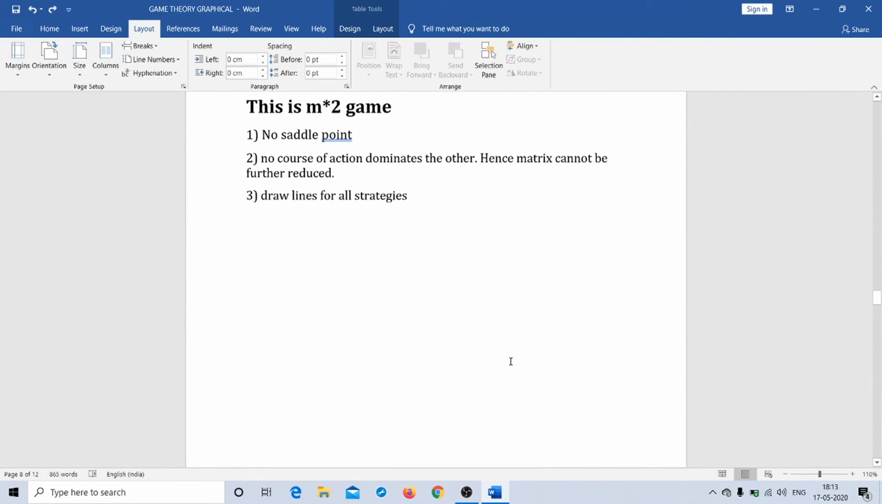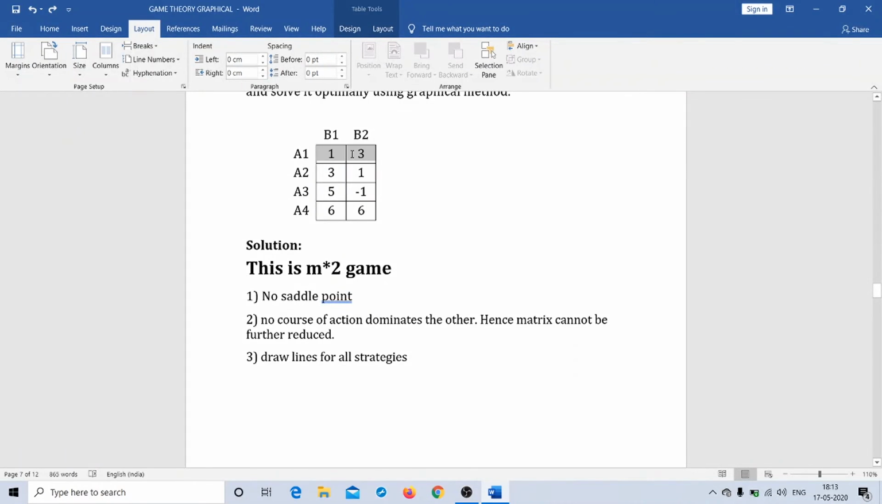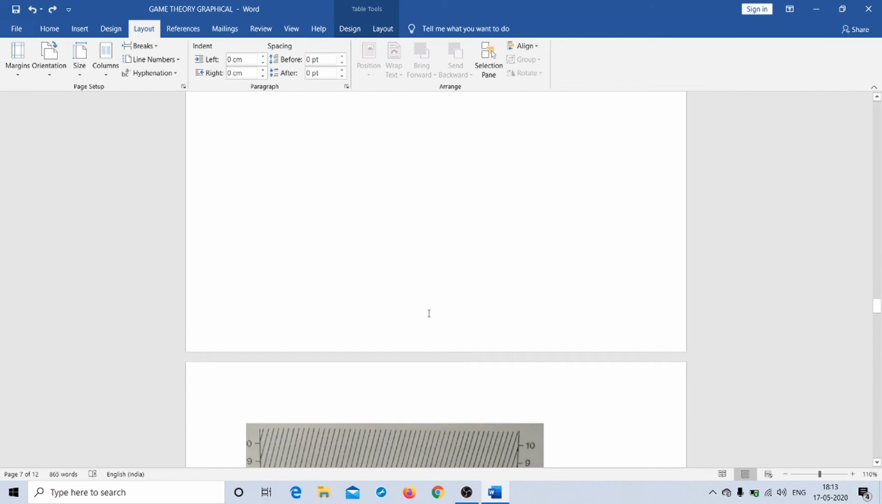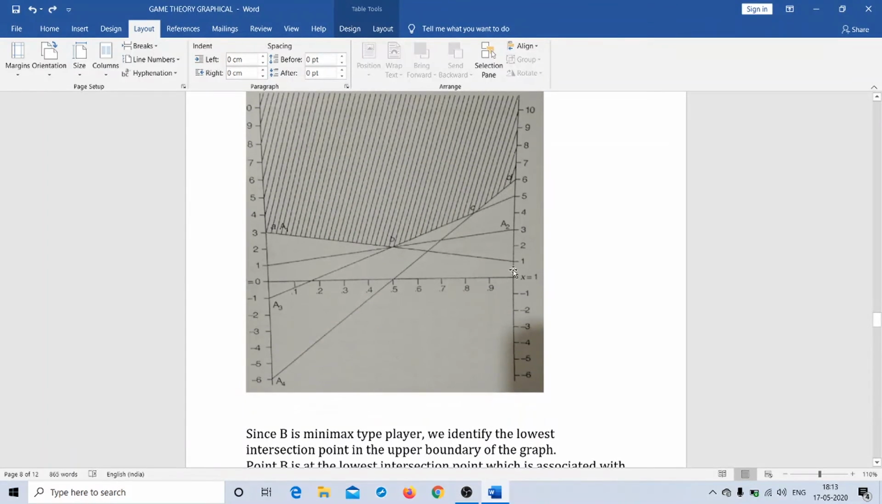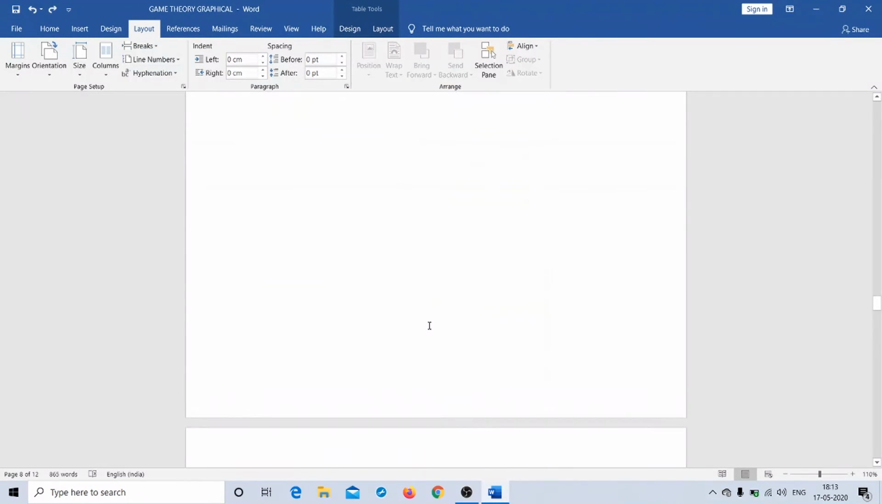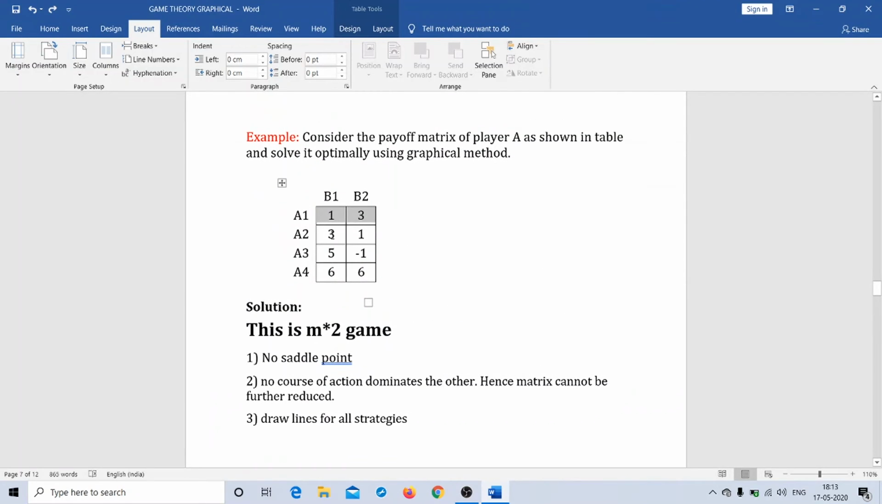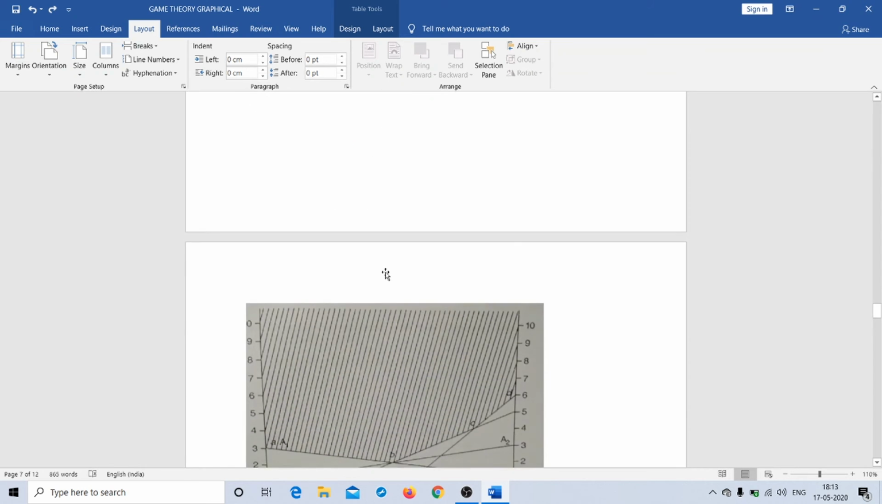Now the strategy adopted by A1 is 1 to 3, right? So B1 is 1 and B2 is 3. So this is my B1, this is my 1, and I have this line drawn from here to here. So this is my 3. So I've drawn a line from 1 to 3. This is for the A1 strategy. Similarly, let me take one more for A2. This is from B1 is 3 and B2 is 1.